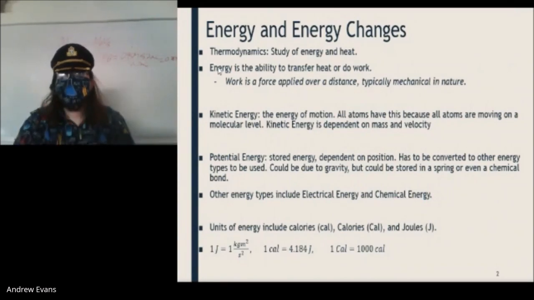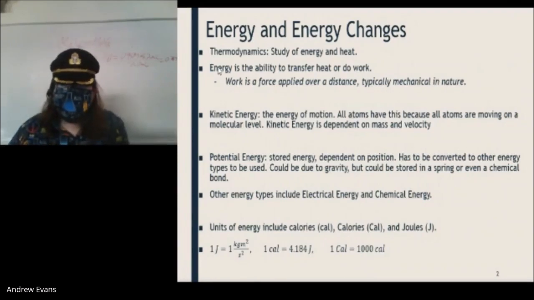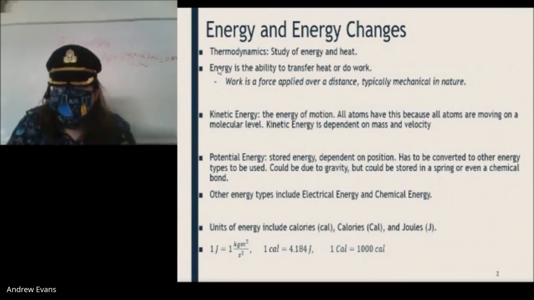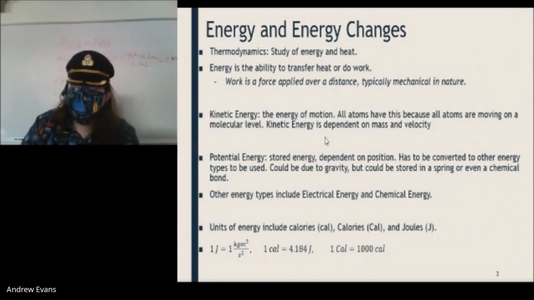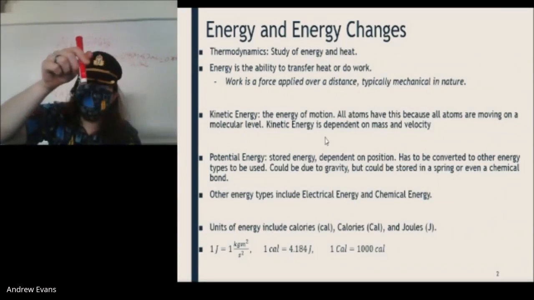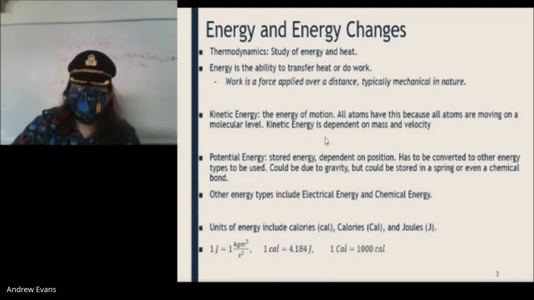Now, there are lots of different types of energy out there. We're going to focus on only one or two types of energy. There's kinetic energy, which is the energy of motion. While all atoms have it, because all atoms are moving, we don't really worry about this too much, especially in this chapter. Kinetic energy is mass times velocity, but this is something more in the physics realm. Potential energy is stored energy: I put something here, it has potential energy. If I drop it, potential energy is turned to kinetic.